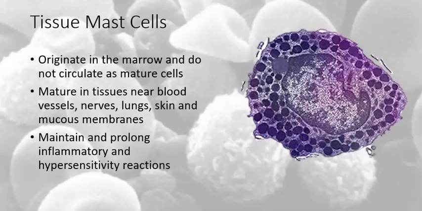Then your tissue mast cells originate in the marrow and do not circulate as mature cells. Mature in tissues near blood vessels, nerves, lungs, skin, and mucous membranes. Maintain and prolong inflammatory and hypersensitivity reactions.